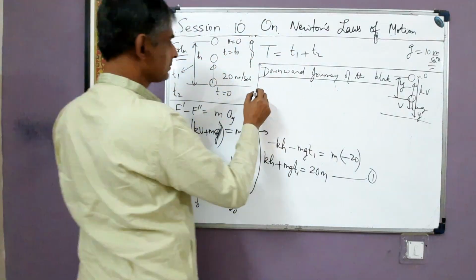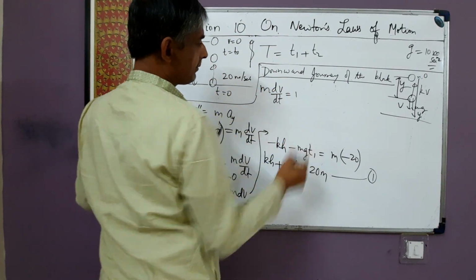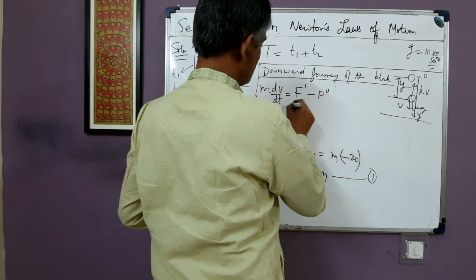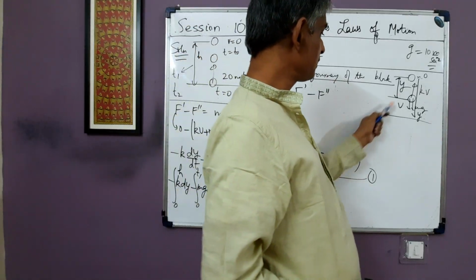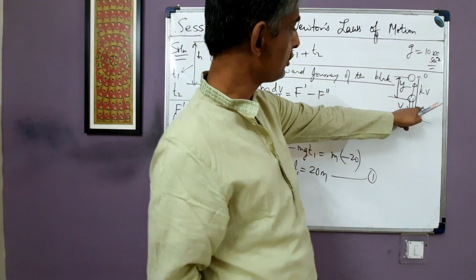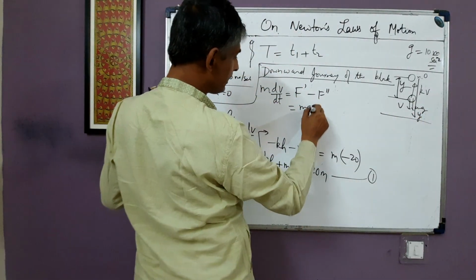So what do I write? m dv by dt becomes F' minus F''. Now what is F'? F' is the sum of all the components of forces on the block in the downward direction which make an acute angle with the downward direction. There is only one such force, mg, which makes 0 degrees. So F' becomes mg cos 0 degrees, that is simply mg.